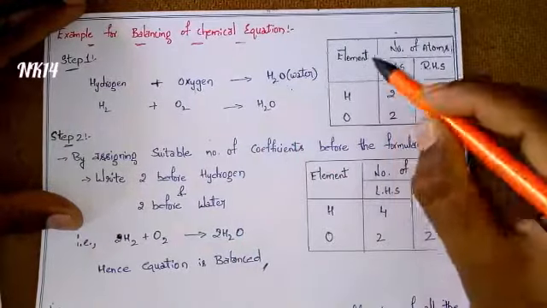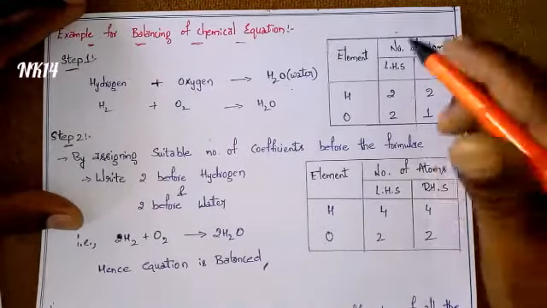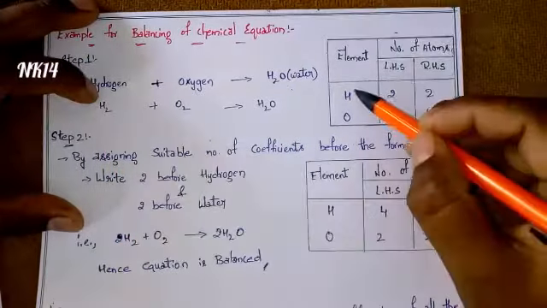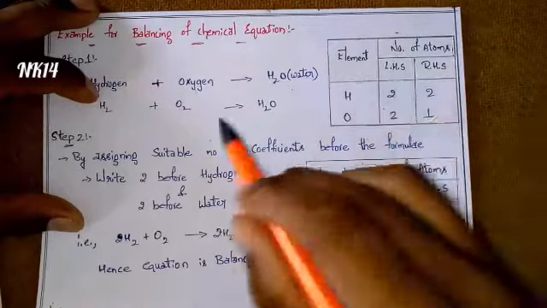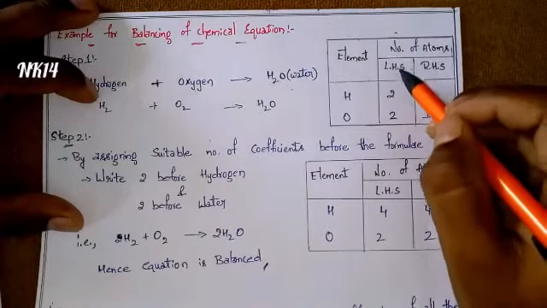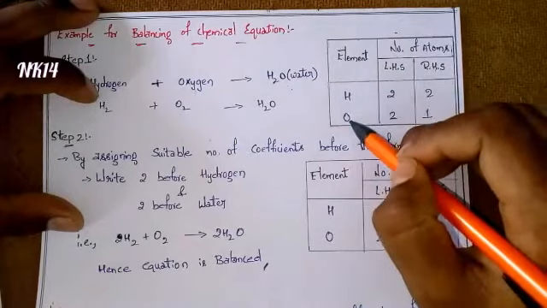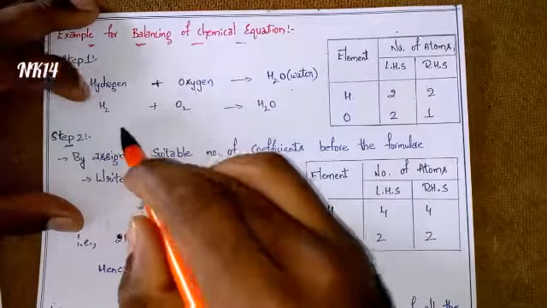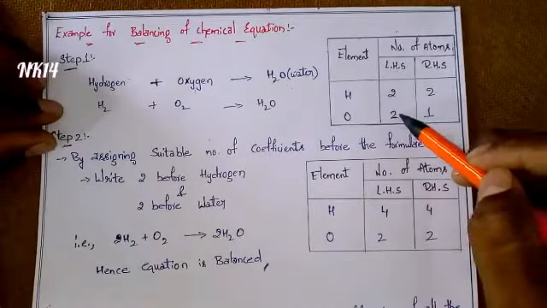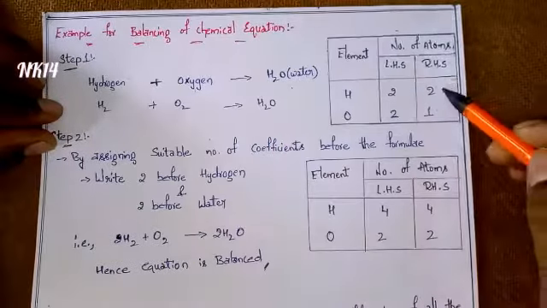First, we take a small box where the elements can be kept and we can note some points. Two elements play the major role here, hydrogen and oxygen. So I have taken the elements hydrogen and oxygen, the LHS and RHS, and the number of atoms. How many atoms do we have on the LHS and on the RHS for hydrogen and oxygen? Let's check. On the LHS, there are 2 hydrogen atoms and 2 oxygen atoms. Next, on the RHS, there are 2 hydrogen atoms and a single oxygen atom. So I have mentioned that here.